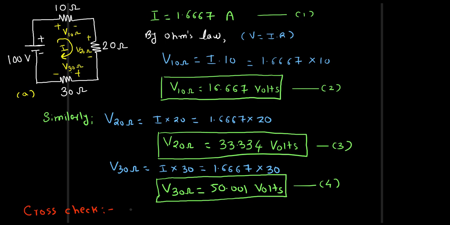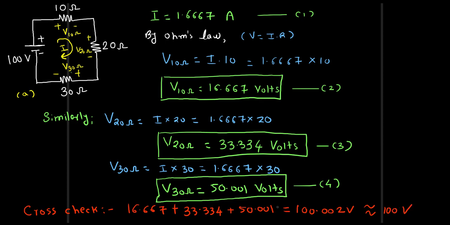So if I add the voltage across each resistance, that is 16.667 plus 33.334 plus 50.001, then it should be the supply voltage. Now if you add this, you will get 100.002 volts, which is close to 100.